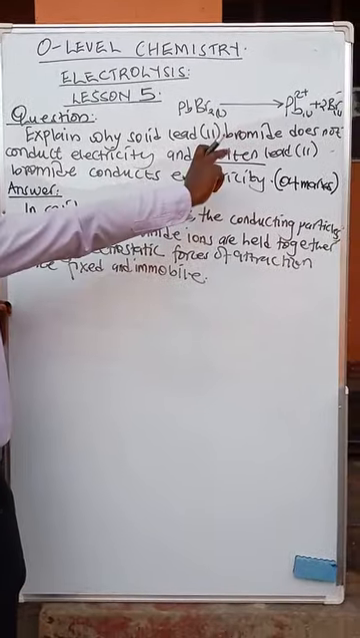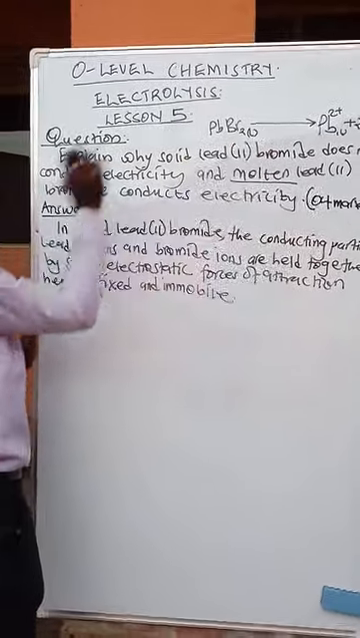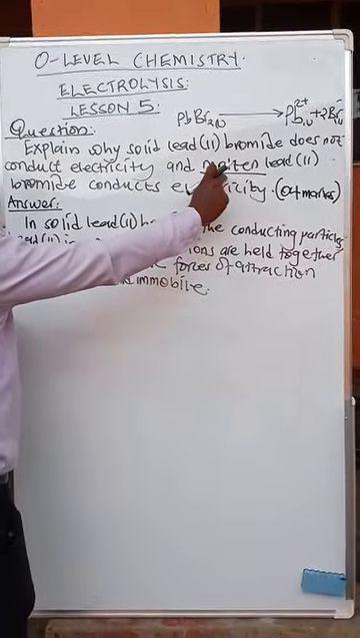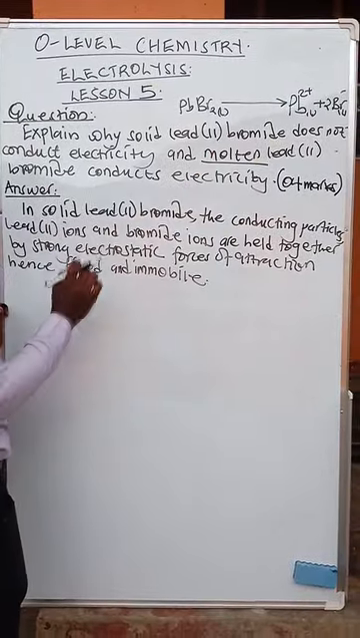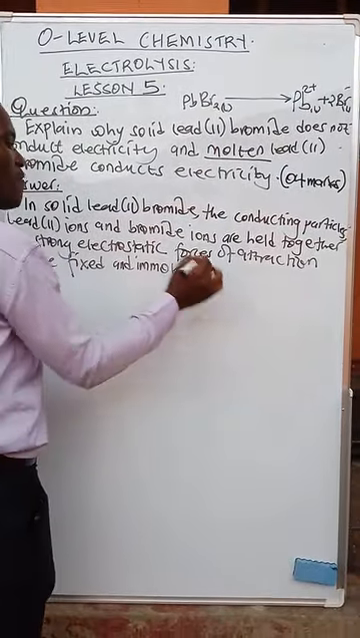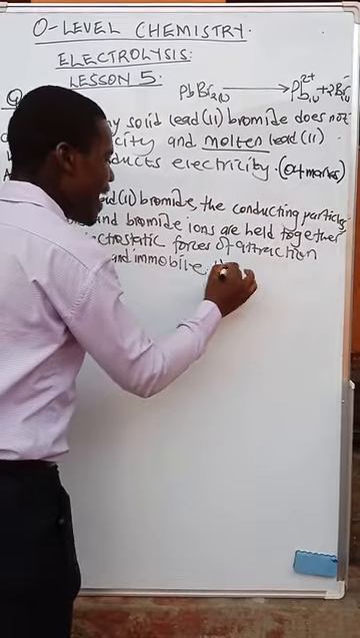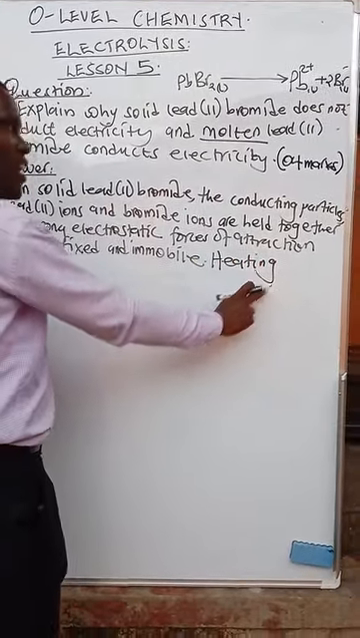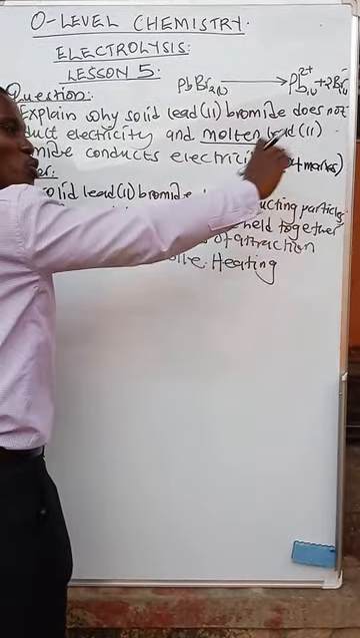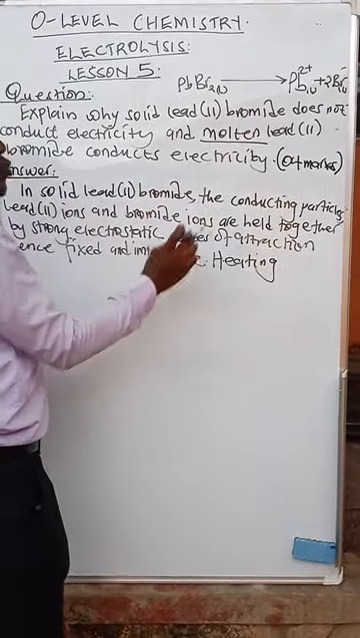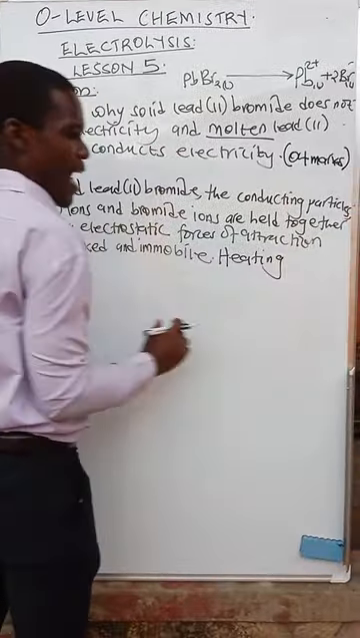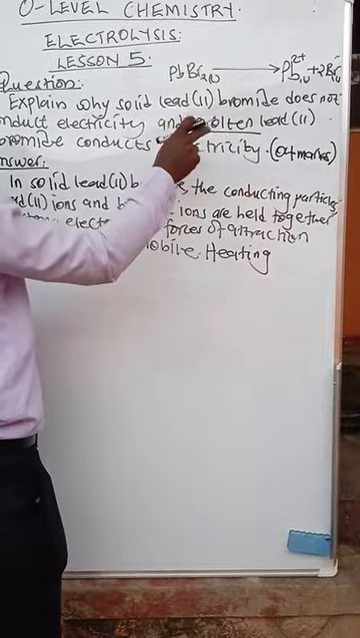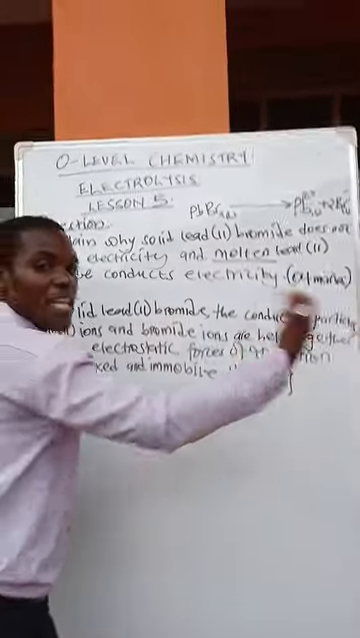So we have explained the other part of why solid lead bromide does not conduct electricity. Now we are moving to explaining why molten lead bromide conducts. After the full stop, we shall continue and say heating. This is the point I was talking about. If they talked about copper sulfate solution, you would say dissolving in water. But since we are talking about molten lead bromide, it became molten as a result of being heated.